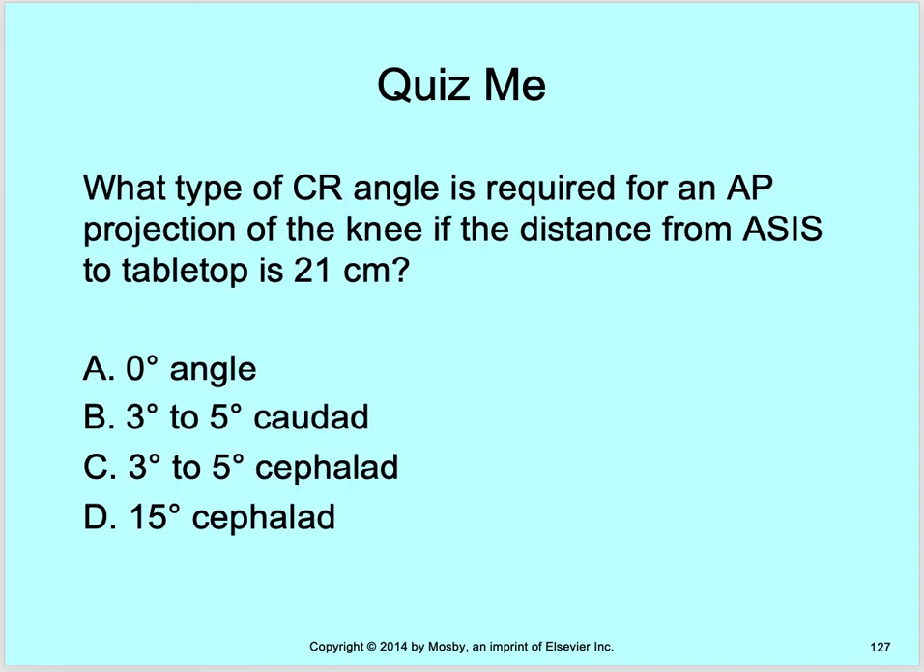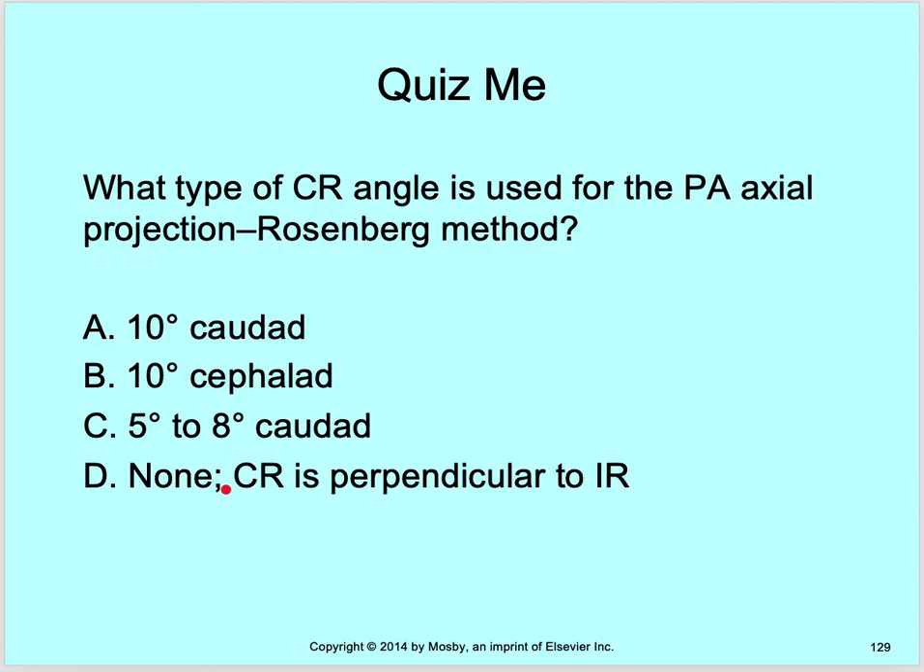What CR angle is required for an AP projection of the knee if the distance from ASIS to tabletop is 21? So make sure that you know your measurements of the ASIS to the tabletop. And if it's a 0, if it's a 3 to 5 caudad or 3 to 5 cephalad, or this one we can throw out because we know it's not going to be a 15 degree. So in that 21 centimeter, we know that we are going to be 0 degree angle. So it's going to be perpendicular to that image receptor.